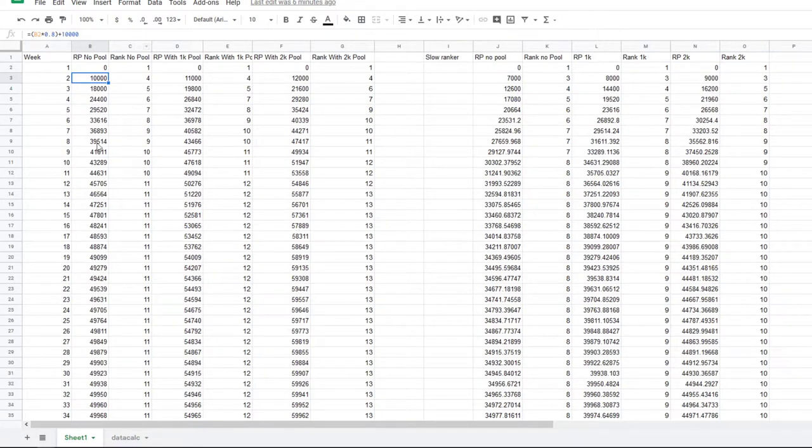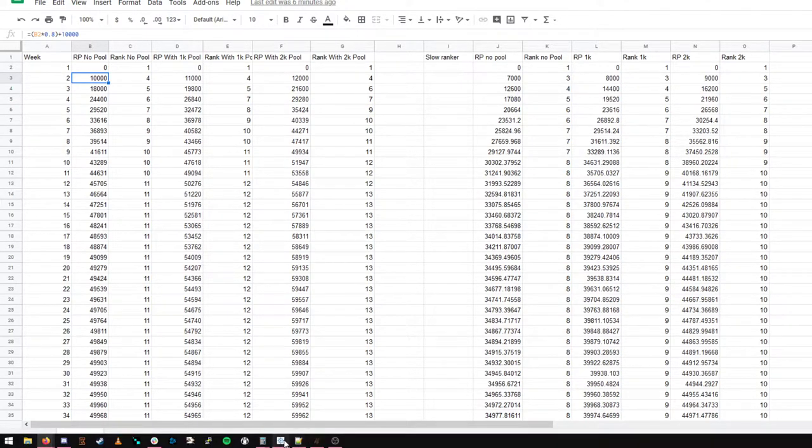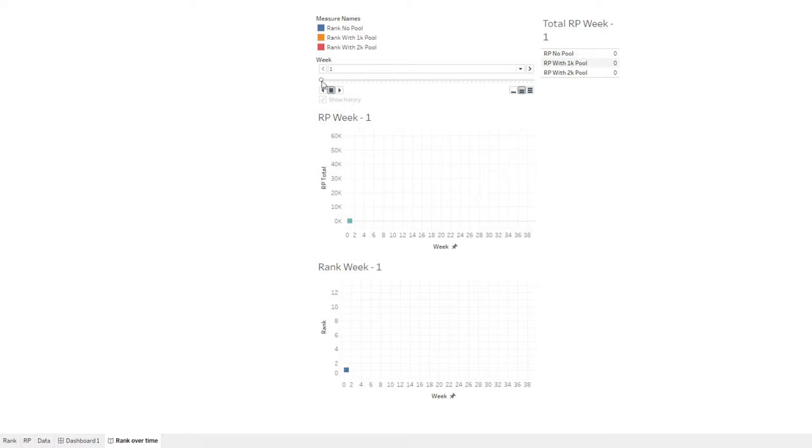So just to not have to look at numbers, I have a little visualization here to make it real easy. You can see the total RP each week for no pool, if you do it with 1,000 extra people in the pool, or 2,000 extra people. So you can think of it as 1,000 people, 2,000 people, 3,000 people total. As you can see, the RP goes up pretty statically. But the ranks here, you can see you rank up way faster, and you can get higher with the larger pools.